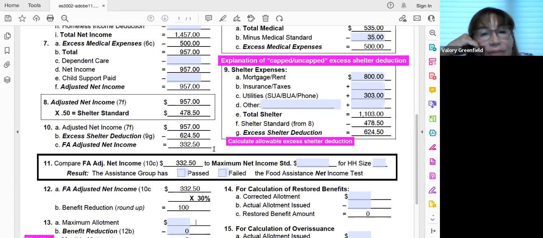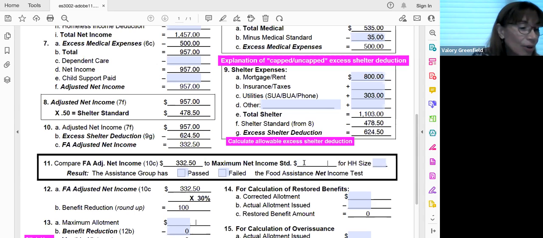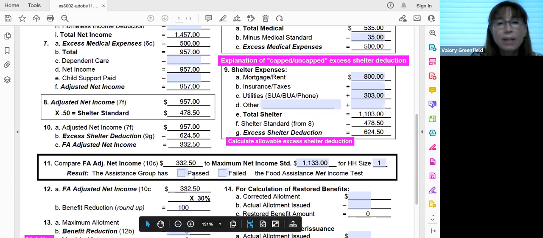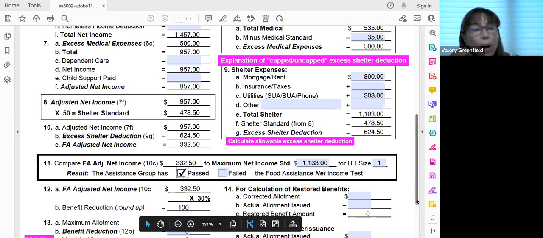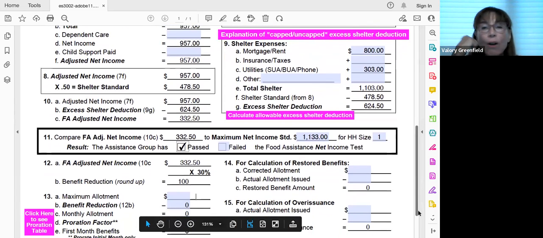And it tells us that her net income, food assistance adjusted net income, is 332.50, but she has to meet, even though she doesn't have to meet a gross test, she has to meet the net test. That number, the net income standard for a household of one, is 1,133. Cindy's going to plug that number in for a household size of 1. And that number comes from Appendix A1. Now you have to compare it. Use your brain and see that that number 332 is less than 1,133. So she gets a good old pass on that. We move down to 12 because she has met this and can go forward.